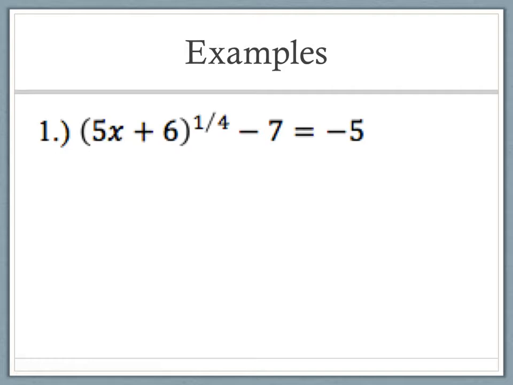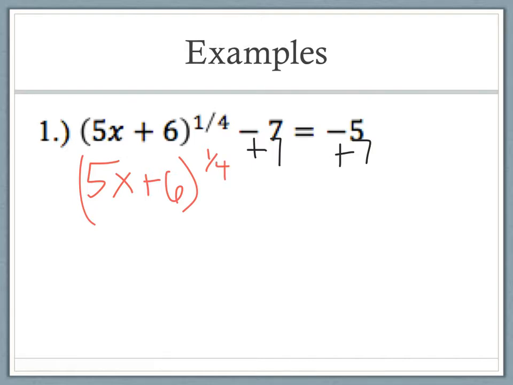Okay, guys, let's look at this example. First thing we need to do is get the 1/4 power part by itself. So we're going to have to add 7 to both sides. And when I do that, I'm going to be left with just 5x plus 6 to the 1/4 power equals -5 plus 7, which is 2.